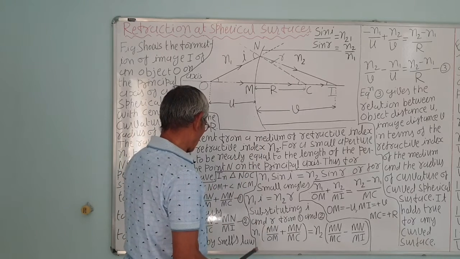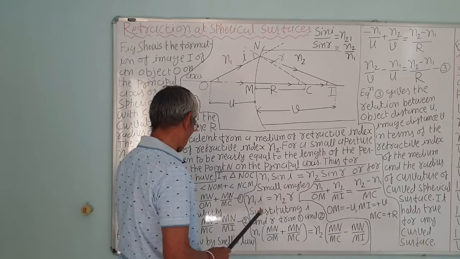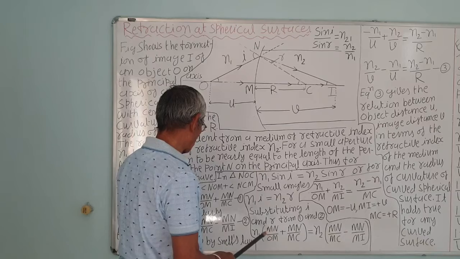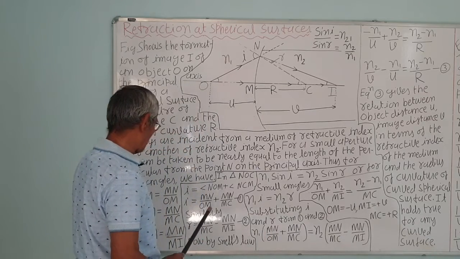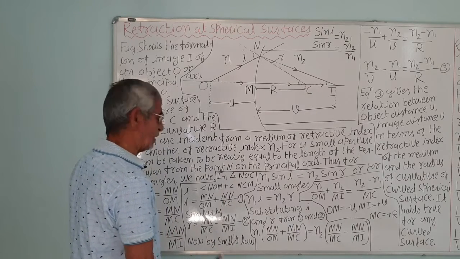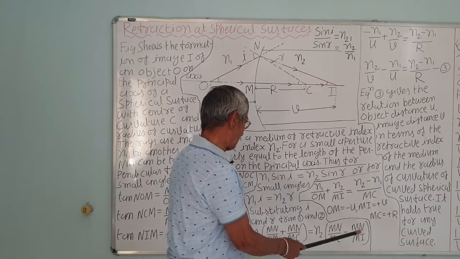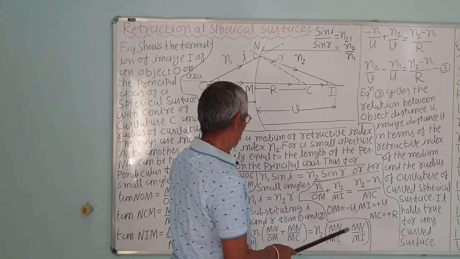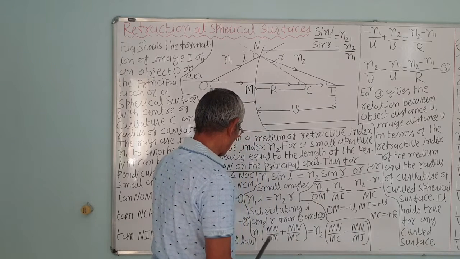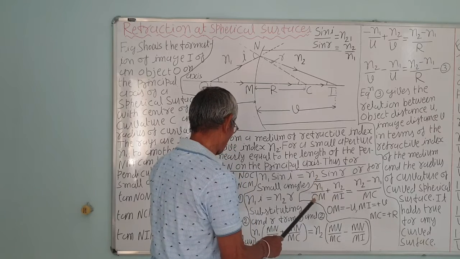So N1 into sin I, that is small theta, we can take sin theta is equal to theta. Tan theta can be taken as theta, and sin theta can be taken as theta. So I is equal to, as we have studied, Mn upon OM plus Mn upon MC, and R is equal to Mn upon MC minus Mn upon Mi. Correct? N2 into Mn upon MC minus Mn upon Mi is equal to N1 upon OM. Mn is common.